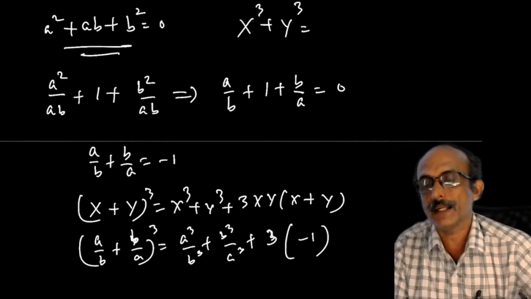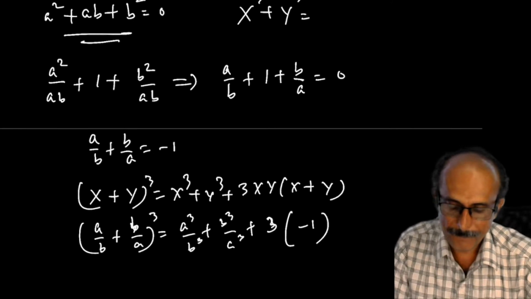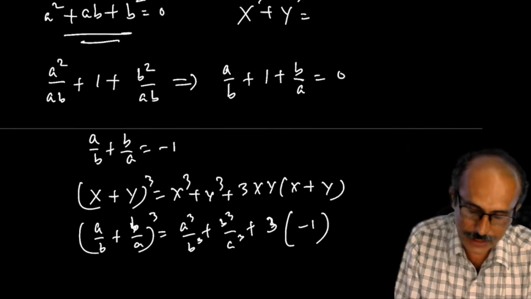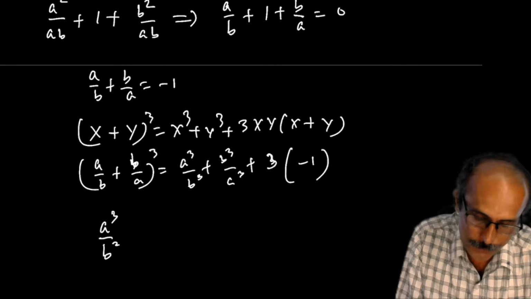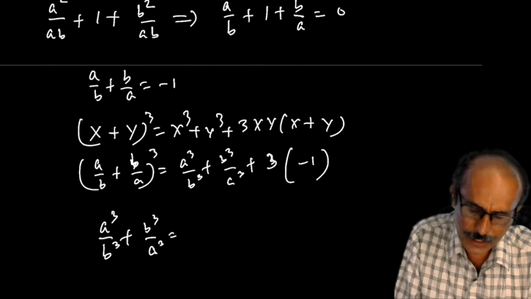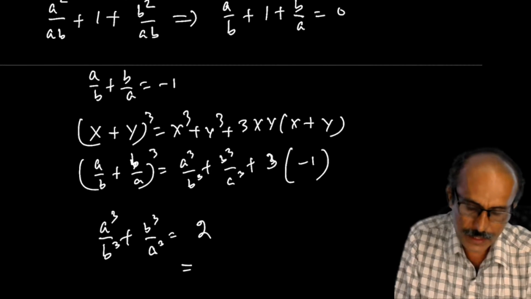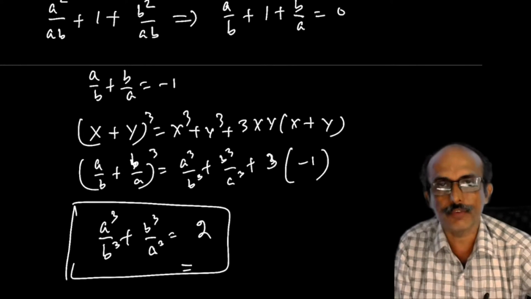What is the final answer? So the final answer is 2. So a^3/b^3 + b^3/a^3 will be equal to, now it comes out as 2. That is (-1)^3 here, so here is 3 into -1, so it becomes -1 - 3(-1), that is equal to 2. So that gives the answer for n.